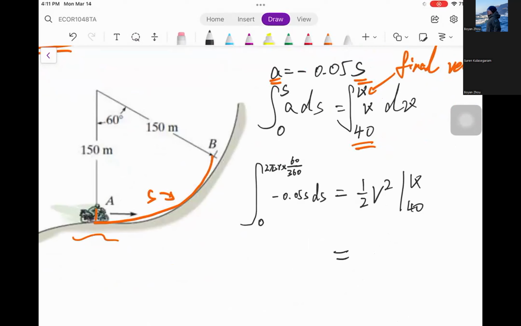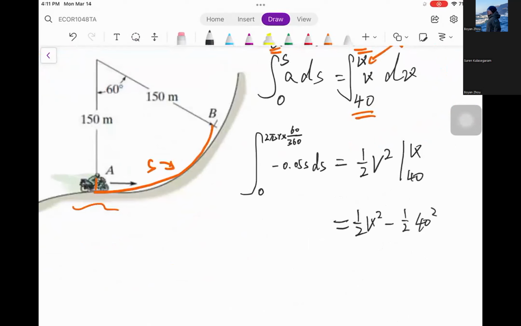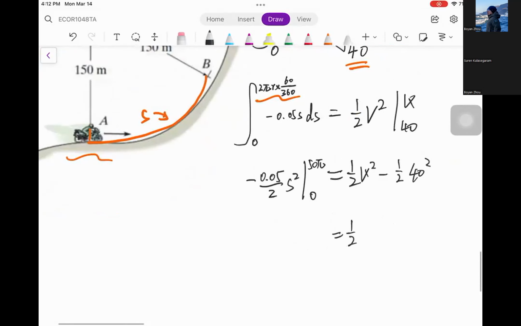So on the right hand side, it's just going to be half v squared minus half 40 squared. On the left hand side, the integration of the things inside is 0.05, negative 0.05 over 2 s to the power of 2, evaluating from 0 to here. So that is 50 pi. And on the right hand side, it's going to be the same, it's just solving the math.